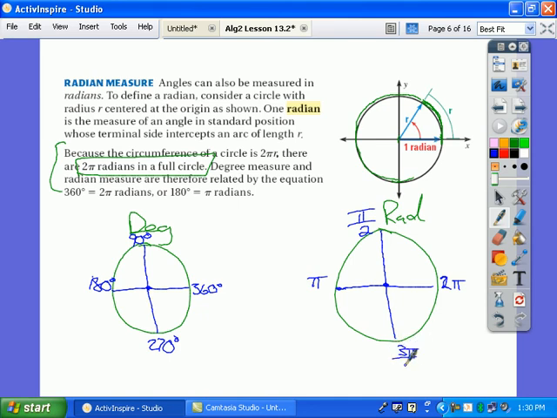Let's do one more here, just to help you guys see what's going on. So if I split this angle right here, right down the middle, this is going to be how many degrees? Between 0 and 90? This should be 45 degrees. And over here, how many radians?